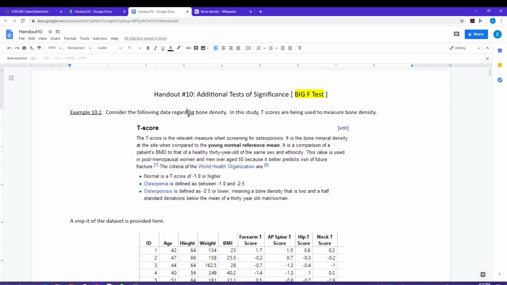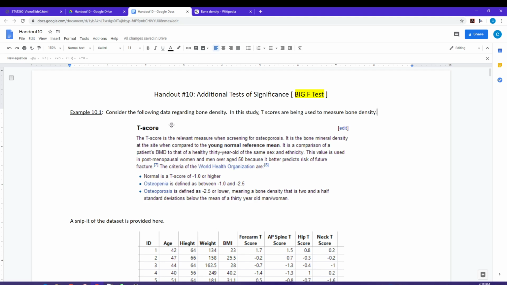So handout 10 covers additional tests of significance, and in particular it covers what we call the Big F test, which is a very universal and powerful test that is used to compare two regression models against one another. So this is a common test that is done.